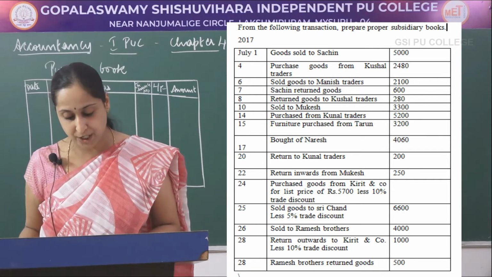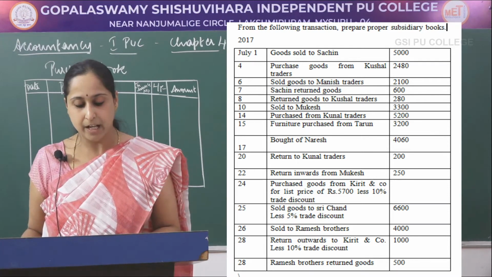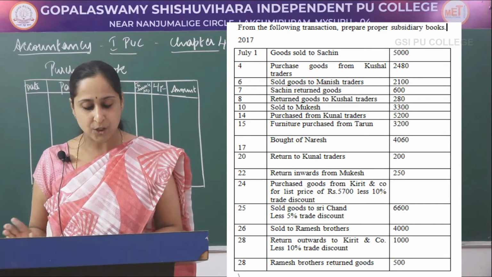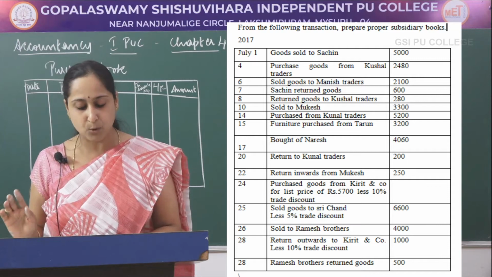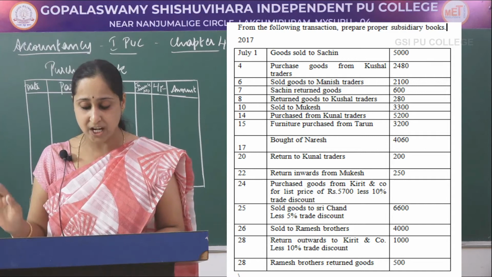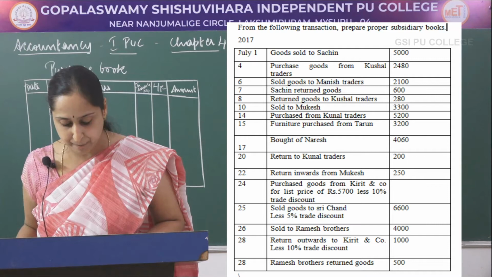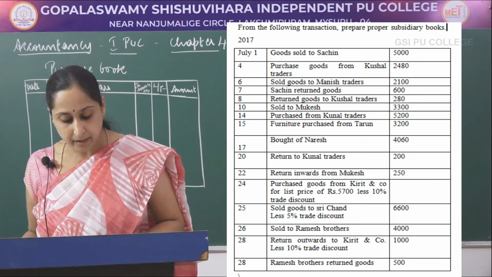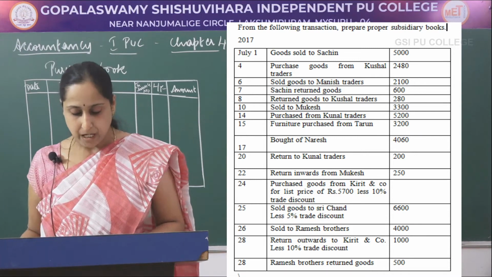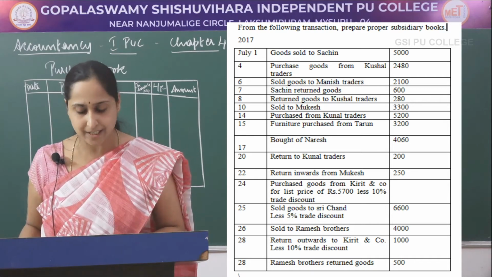17th, bought of Naresh. This is purchase 4,060. On July 20th, return to Kunal Traders. See, we had purchased goods from Kunal Traders on 14th. Now we are returning to Kunal Traders, means this is purchase return. And on 20th, return inwards from Mukesh. Return inwards means this is sales return. This is rupees 250. See, we had sold to Mukesh, right? Now he is returning, means it has to be sales return.